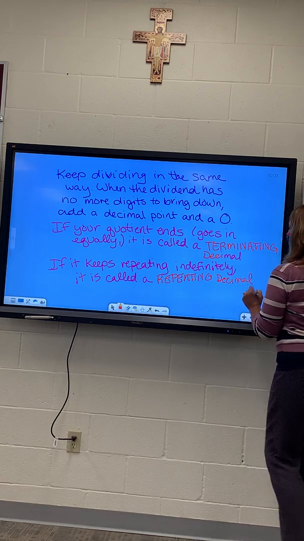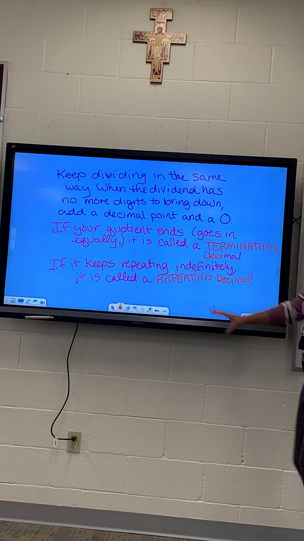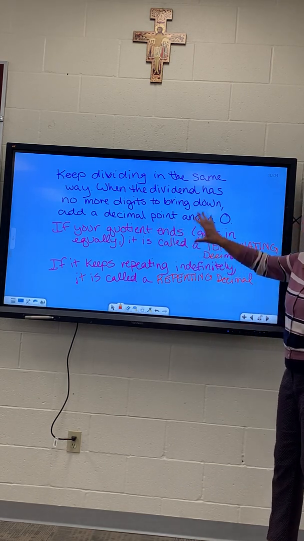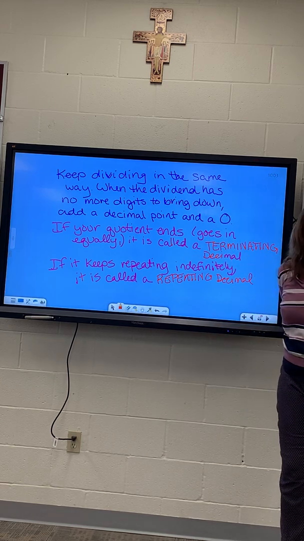Okay, so words that are coming up as you're writing. It says, keep dividing in the same way. When the dividend has no more digits to bring down, so like we got to the end of the number, add a decimal point and zeros if you need them, and you keep doing that. If you end up where it cuts off and goes in equally, that's called a terminating decimal.